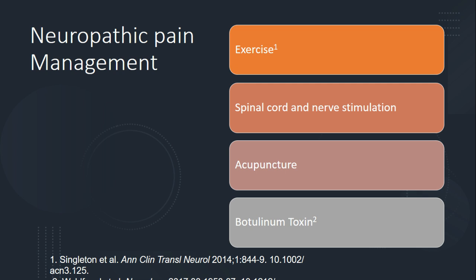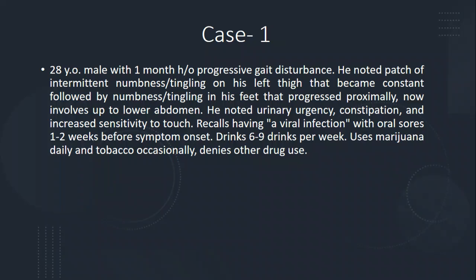Some patients, when they are having refractory pain, not responding, and they have a really bad quality of life, spinal cord and nerve stimulation therapies can be tried. I've tried acupuncture in my refractory patients with some benefit too. As I said, botulinum toxin is class C evidence and should be used in the pain management clinic. I do have some cases to share with the audience.